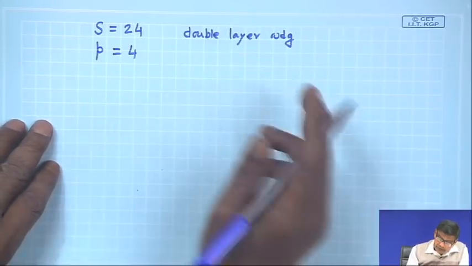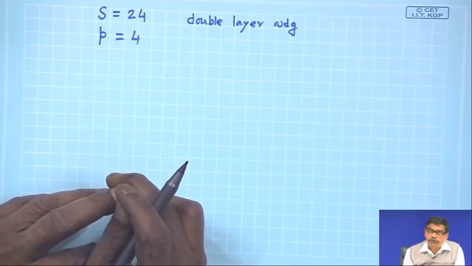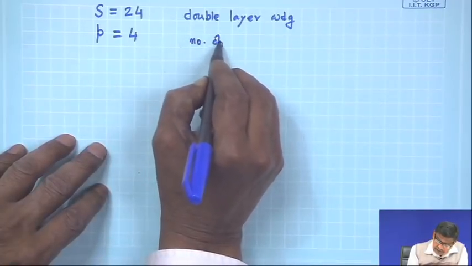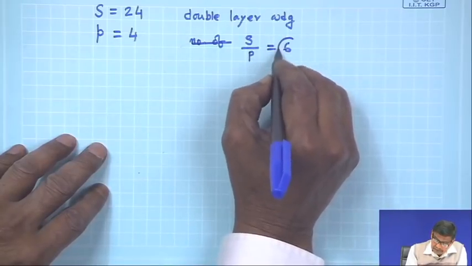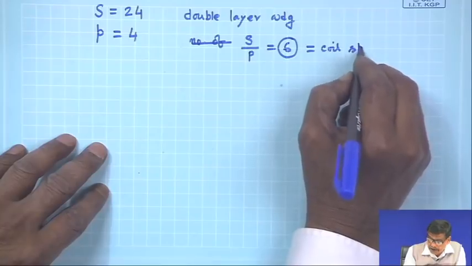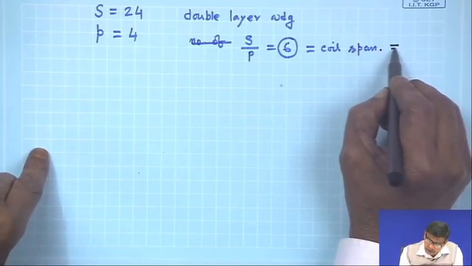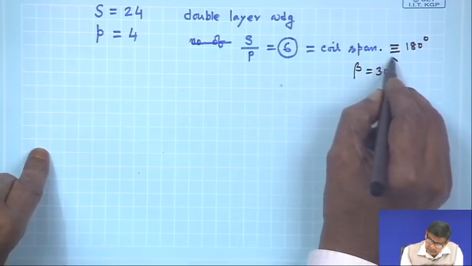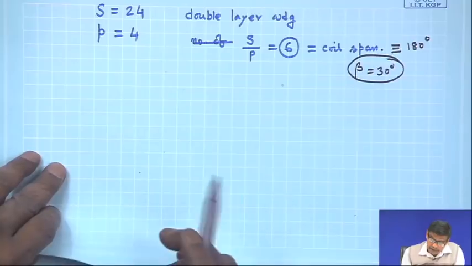P is equal to 4, double layer, and I will allot under each pole an equal number of slots to each phase. Therefore, the number of slots per pole, S by P, is equal to 6. This is also equal to the coil span in terms of slot numbers, and that is equivalent to 180 degree electrical. Therefore, in this case also beta is equal to 30 degree. We note it down. So, this is the slots per pole and that is the coil span.